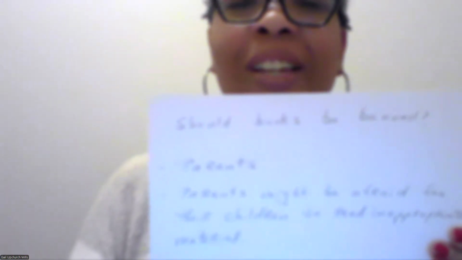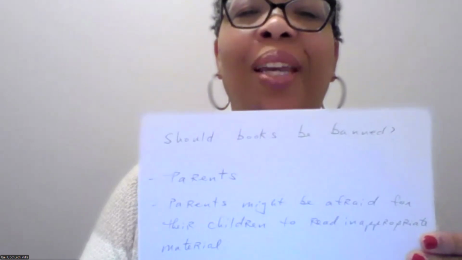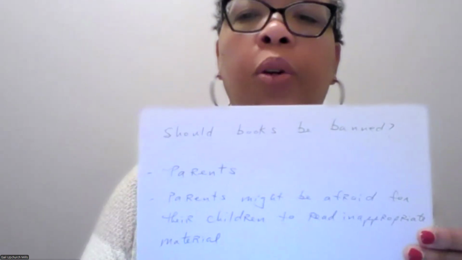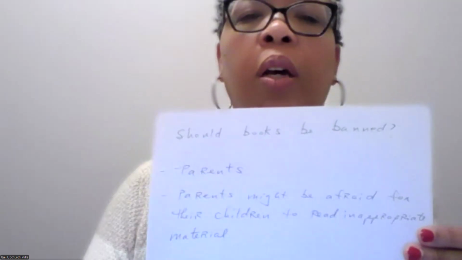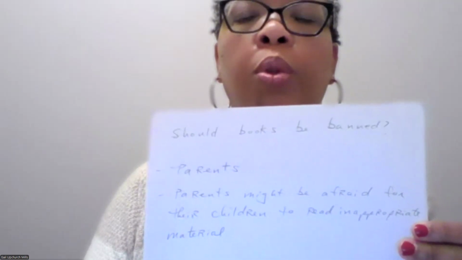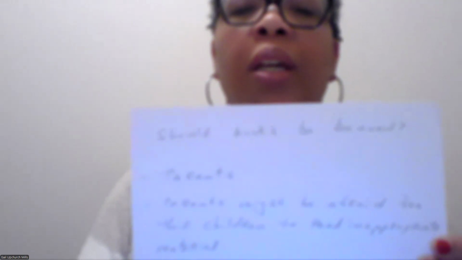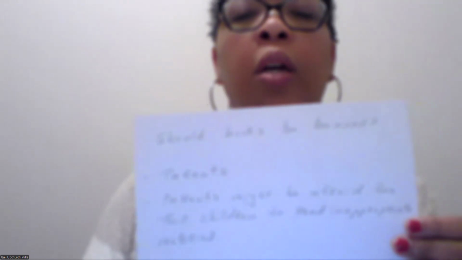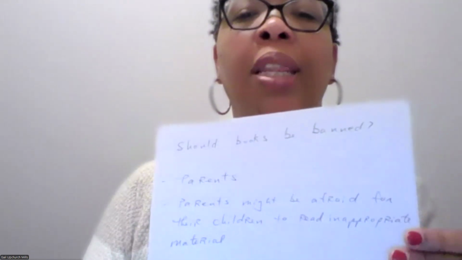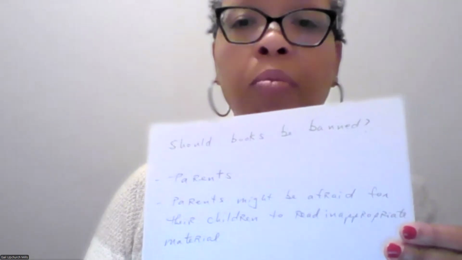Okay, so I wrote something down that's super general. All right, see if you can see that there. Oh, we're out of focus. There we go. Should books be banned as an issue, right? Or a research question? Parents might be the stakeholder group, one stakeholder group. And this is why they're interested in this. Parents might be afraid for their students to read inappropriate material, okay? So that might be an interest of one of those stakeholder groups. That may not be the only interest or concern of parents, but it might be one, all right?